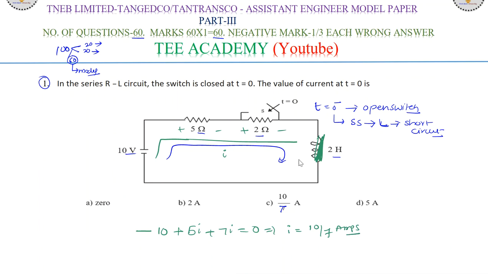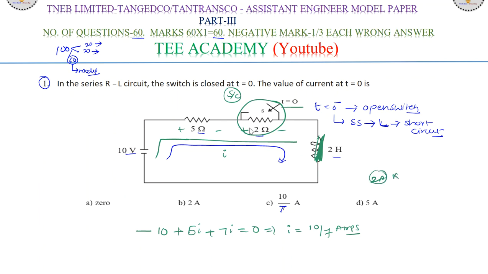But the question is the value of current at t equal to 0, which means just when you close the switch. When you close the switch, this 2 ohm resistor becomes short circuited. Yes or no? Yes, short circuit. Now the current will be 10 by 5, which is 2 amperes. Is it right? No, that is wrong.